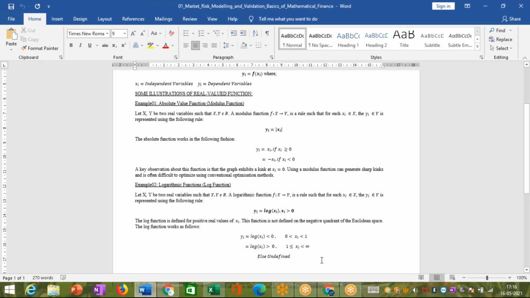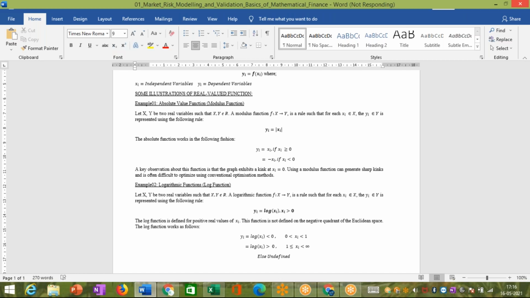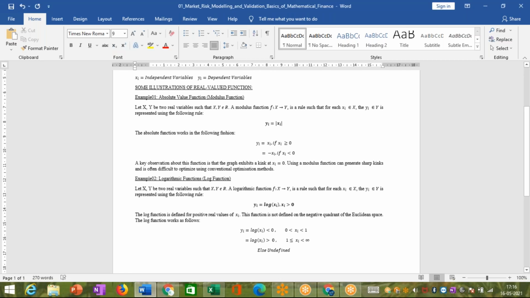Now the second thing is that the log function helps us define percentage changes very easily. So over here, let us put down the advantages. The log function has some advantages.